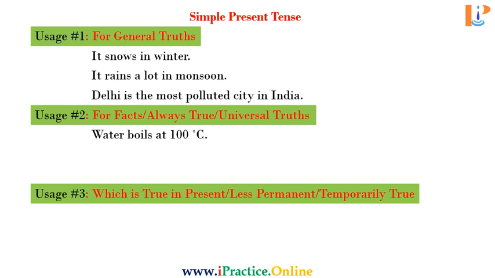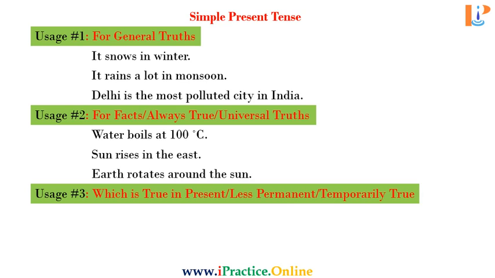Let's look at the usage number 2, the example. Water boils at 100 degrees Celsius. So it is a fact, a scientifically proved fact. Example 2, it says sun rises in the east. Again, it is always true, a universal truth. Earth rotates around the sun. That is also always true, and yes, it is a universal truth. So for these sentences also we use simple present tense.